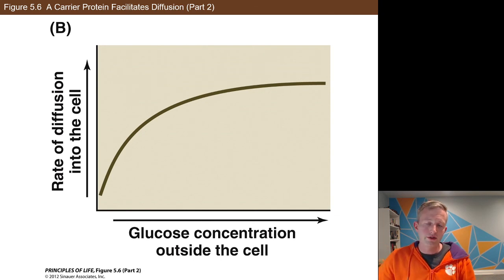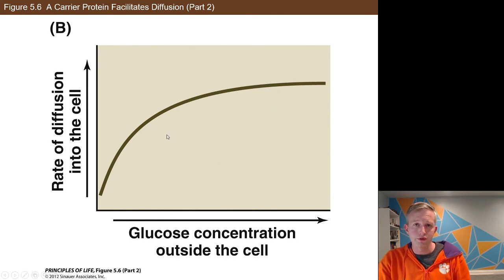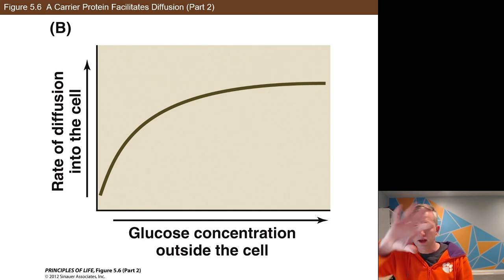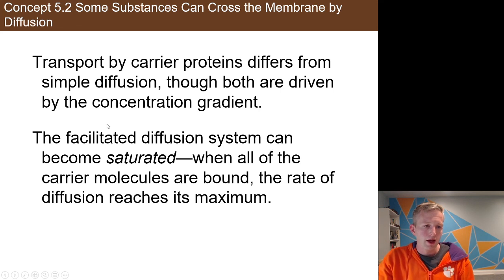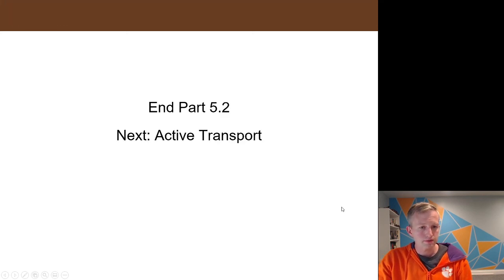And so even if you keep introducing more and more glucose, you're not going to get faster and faster diffusion, just because literally all of those carrier proteins are letting a glucose in, changing shape, letting it in, grabbing a glucose, changing shape, letting it in. It's just that a process is happening as fast as it possibly can. So there are limits to facilitated diffusion in terms of the rate in which it can happen. So that's called saturation, and this slide's just discussing what I just explained.